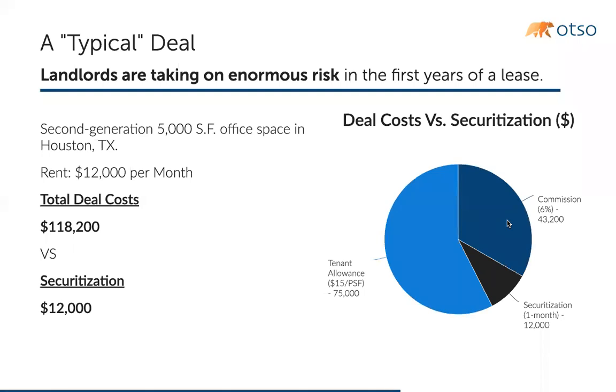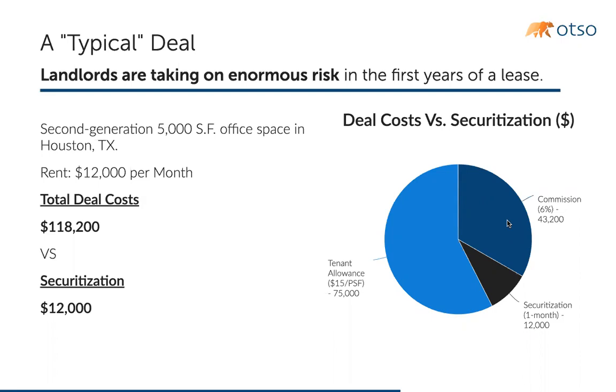So let's jump into a deal. I talked about this earlier in our risk management situation, but landlords do take on enormous risk in the first years of a lease, especially in an environment like now, where again, it's hard to assess these tenants pre-Otso. If you have Otso, you're going to feel better about it. But if you didn't have it, you're stuck with bad information or limited information at a minimum, and you're writing big checks.